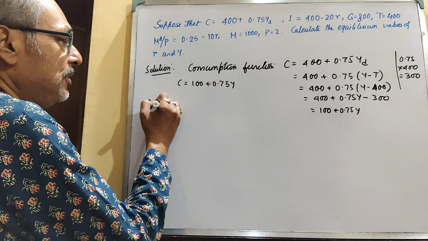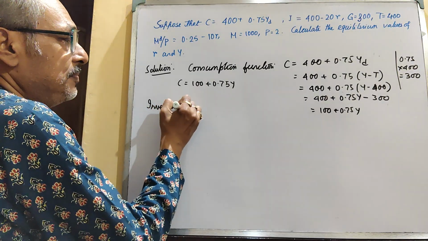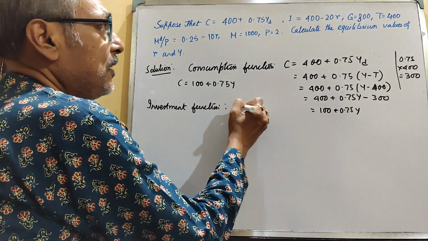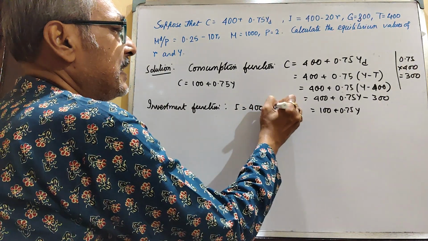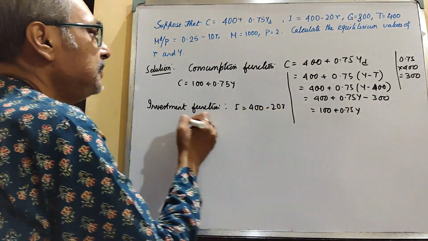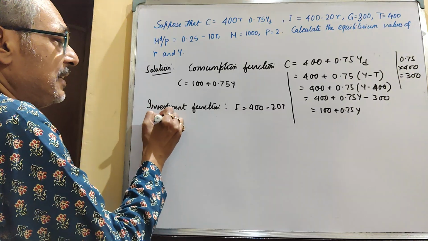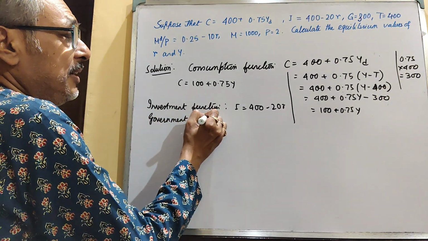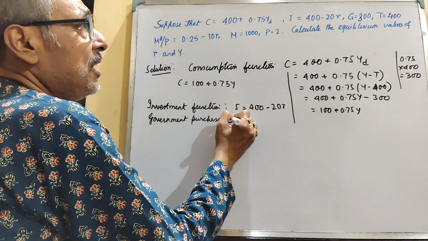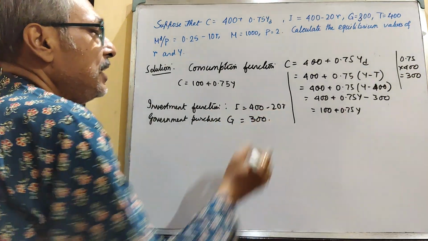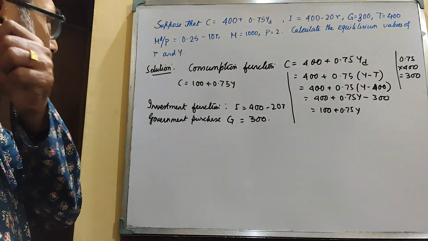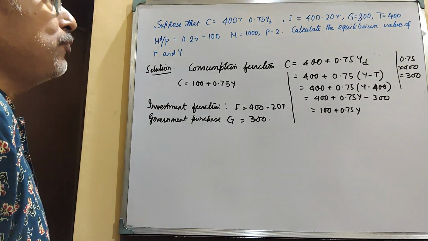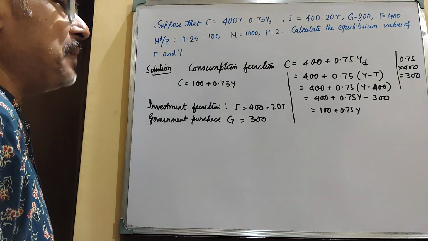Now the consumption function is reduced to 100 plus 0.75Y. The investment function is denoted by I equals 400 minus 20r, and government purchase is denoted by G equals 300. Now in equilibrium, in the goods market, Y equals C plus I plus G.